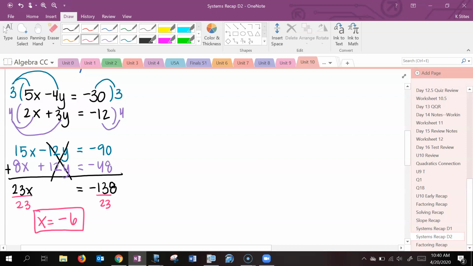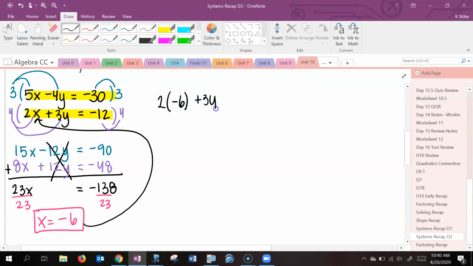All right. So now, once you have your x, you can plug this back in wherever you would like. I would recommend you use one of these two equations. The standard form is usually easier, and I do that before I do the multiplying. So I'm not going to do the 15x minus 12y. I'm actually going to do the 2x plus 3y equals negative 12. I like how that one looks better. So 2, my x is negative 6, plus 3y equals negative 12. And evaluate.